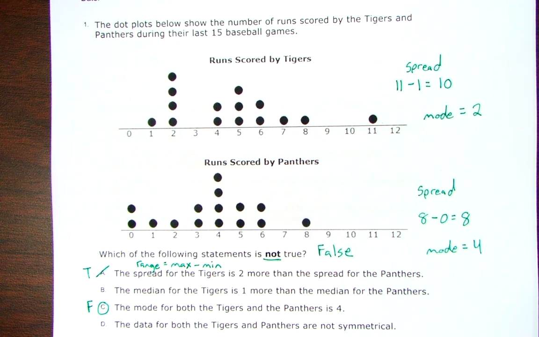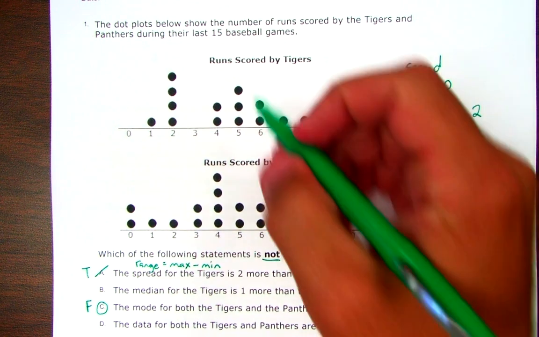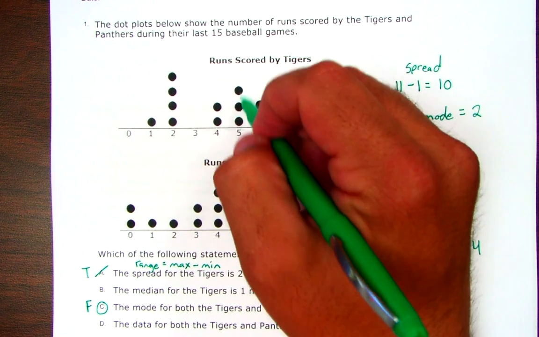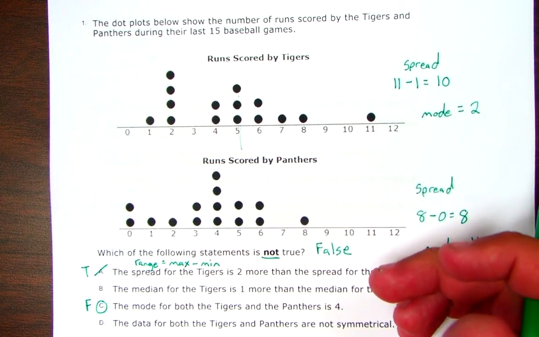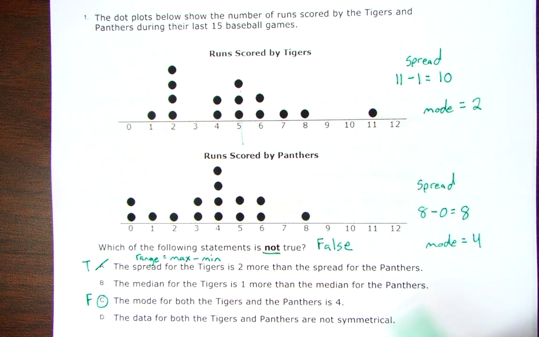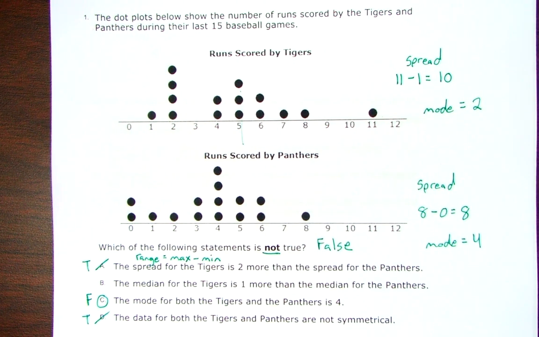The data for the Tigers and Panthers are not symmetrical. Guys, symmetrical means it's like a butterfly. If you were to cut a butterfly in half and put the wings together, the left side looks like the right side. So if I were to cut this in half right here and fold it over, does the left side look like the right side? No, that's not symmetrical. So this is actually a true statement.